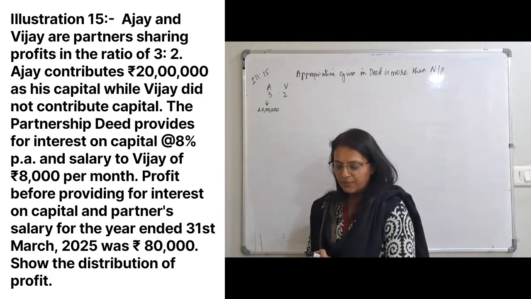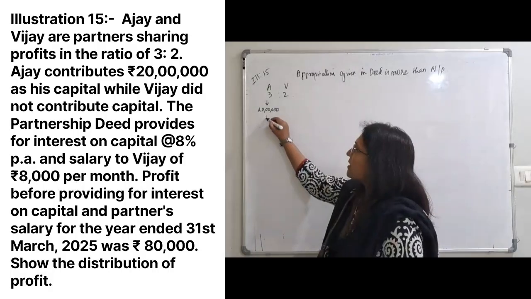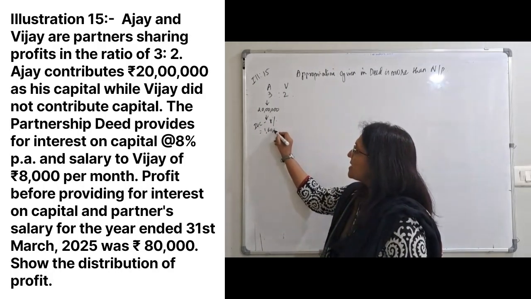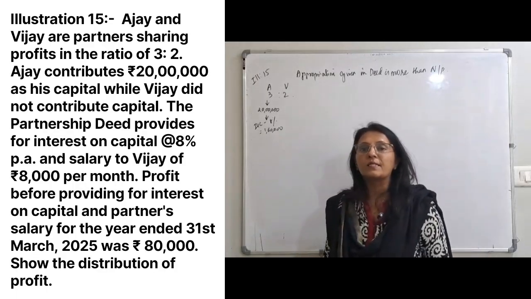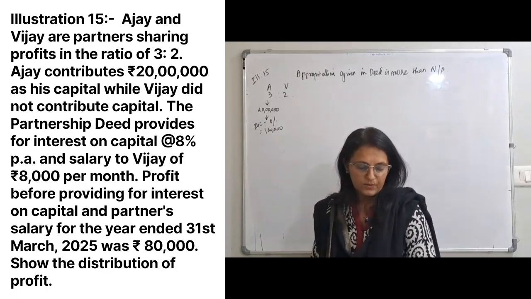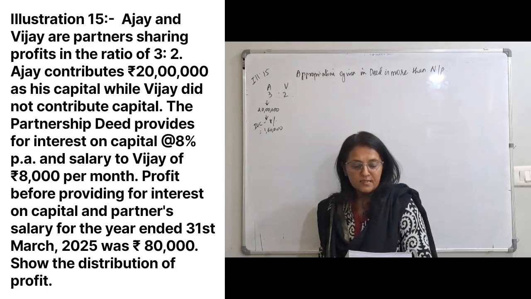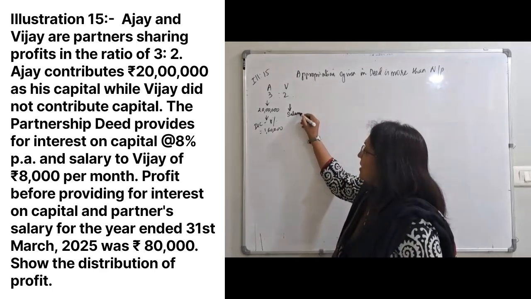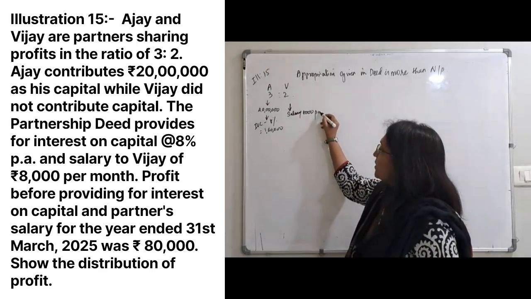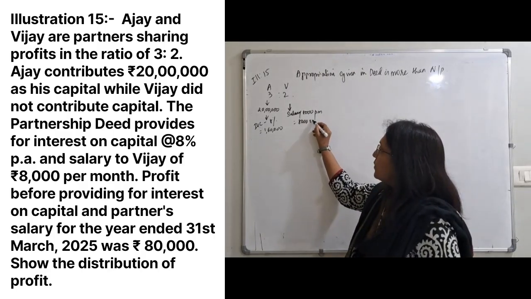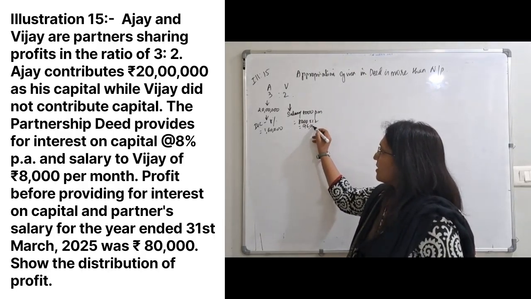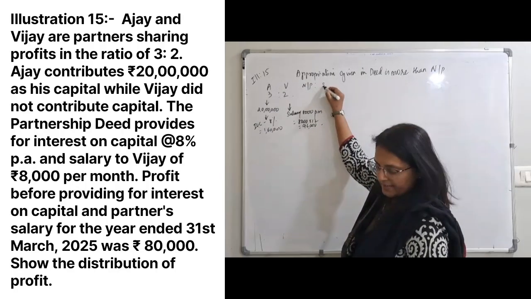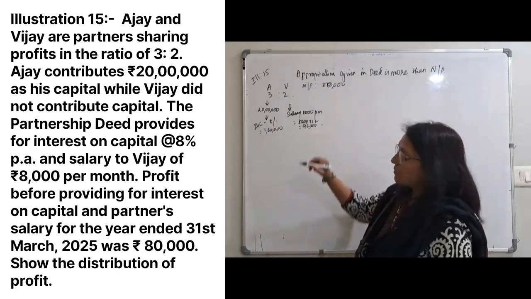The partnership deed provides for interest on capital at 8%, which comes to 1,60,000. 8% of 20 lakh is 1,60,000. Salary to Vijay is 8,000 per month, which comes to 8,000 into 12, that is 96,000. But the net profit is only 80,000.